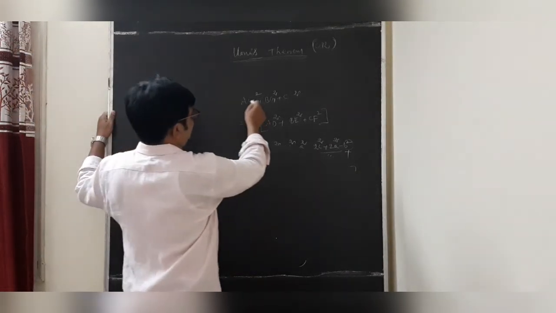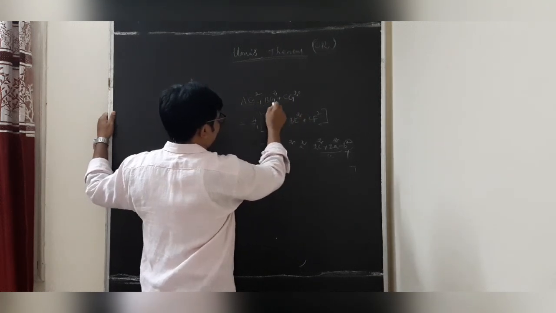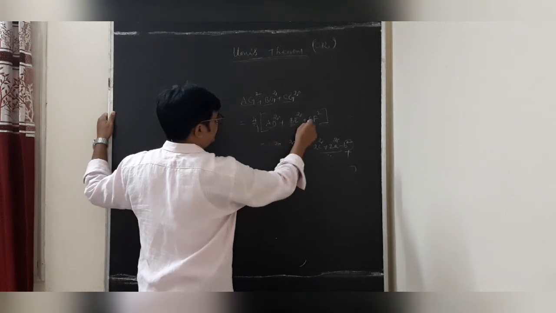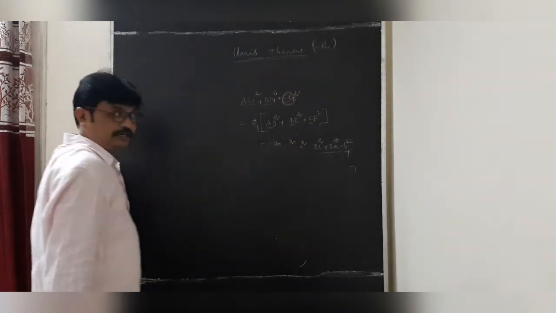Dear students, this is AG, BG, this is the CG. Small correction, students: AG square plus BG square plus CG square is the 4 by 3 of the medians AD, BE, CF square. Okay, students, this is the CG.